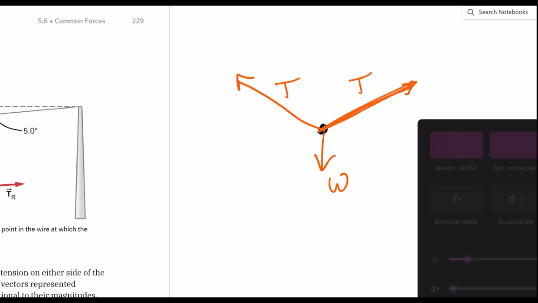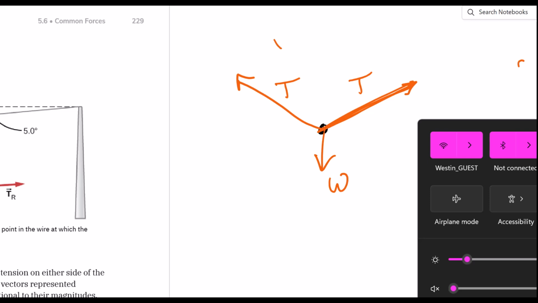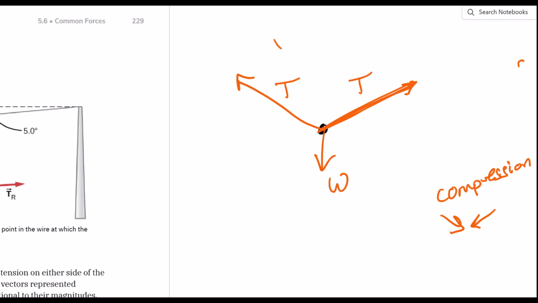So that's an important aspect there. Thank you, why are you there? Go away.